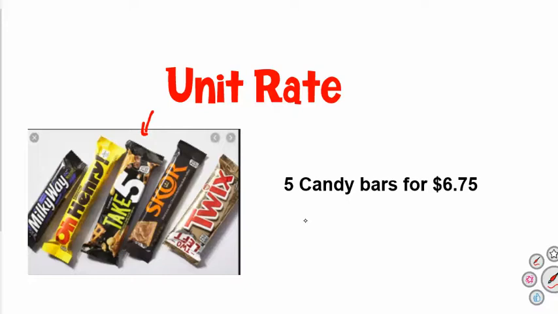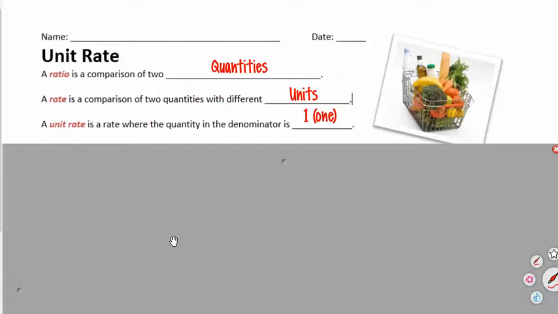A unit rate would just be figuring out how much one thing is, okay? So it's going to be comparing something to one. If I didn't want all the candy bars, I didn't want to pay the $6.75, I only want to pay for one candy bar, trying to figure out how much one costs. A unit rate is always out of 1. It's comparing something to 1, okay? All right, so let's go ahead and write some of these on your notes, and then we'll do some examples.